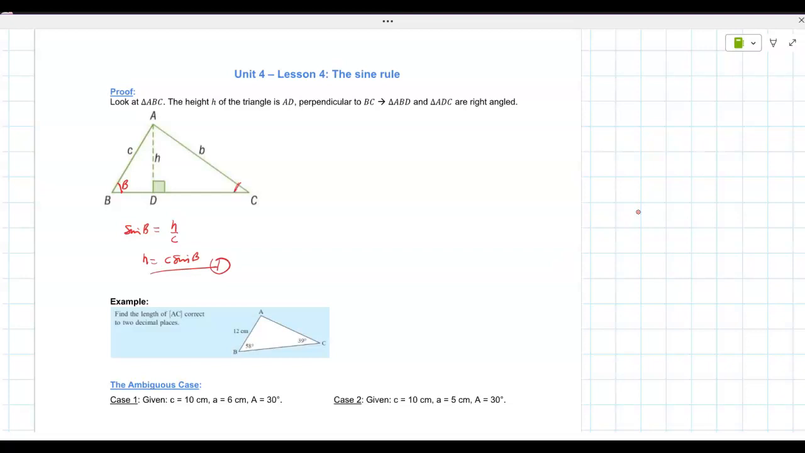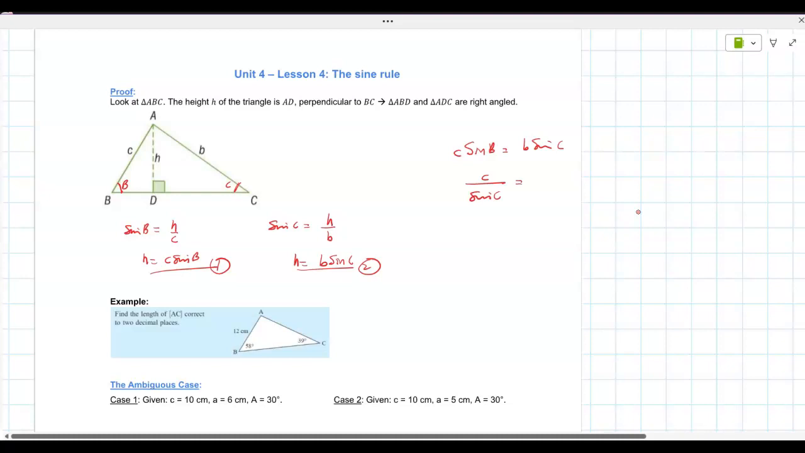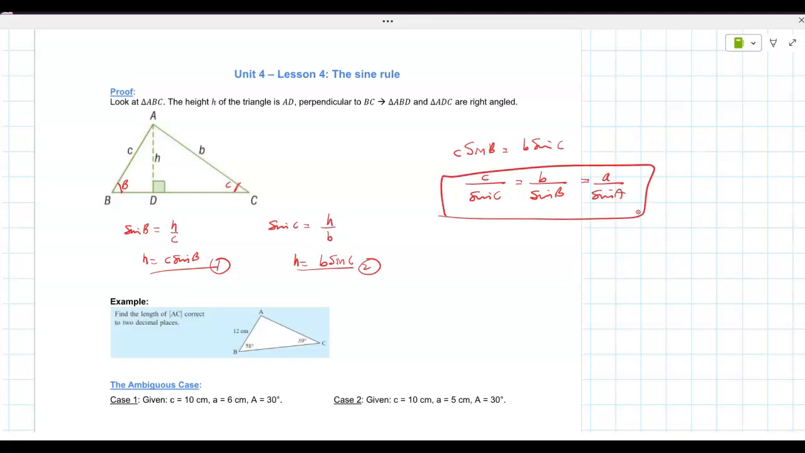Now what is your sine C? Look at this triangle ADC. Correct. So what will H be? B sine C. So both are H. C sine B is equal to B sine C, and then we rearrange. So C upon sine C is equal to B upon sine B. Similarly, you can show that this is A upon sine A, if you drop another height. So that's your proof.